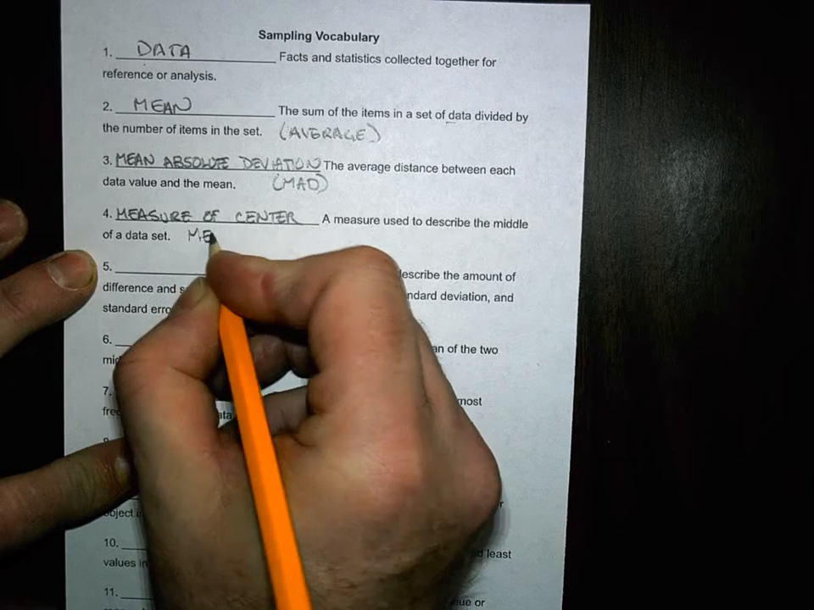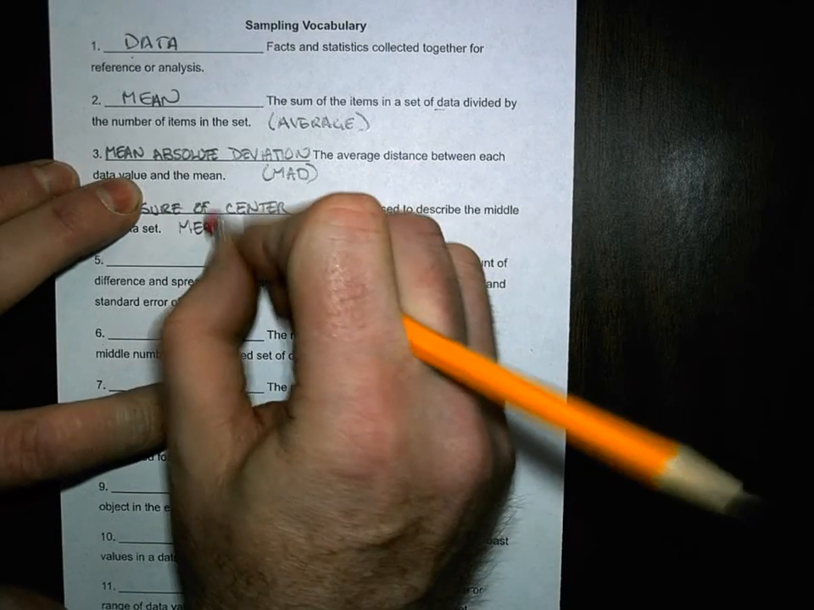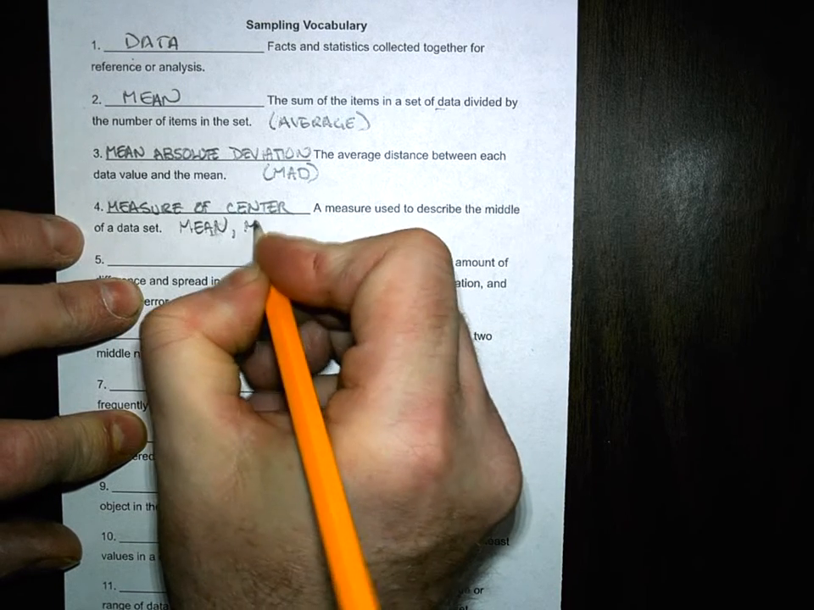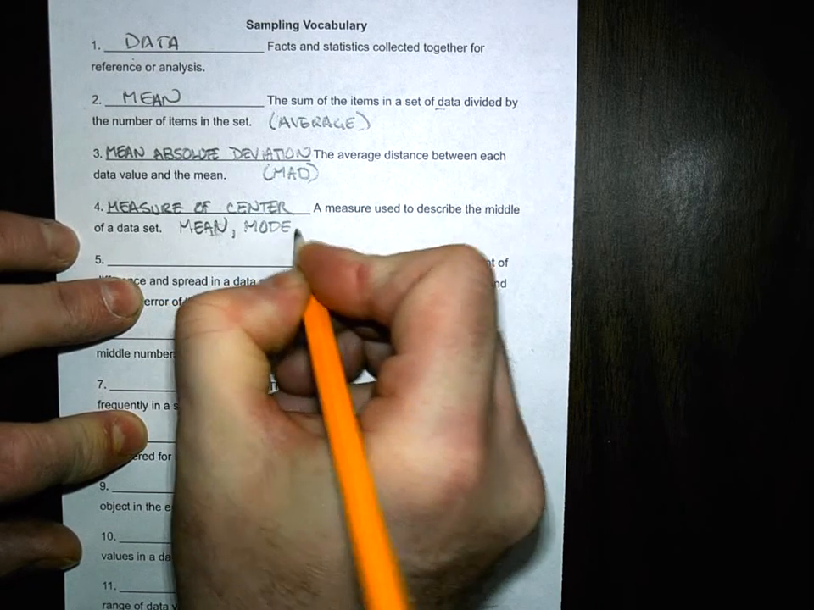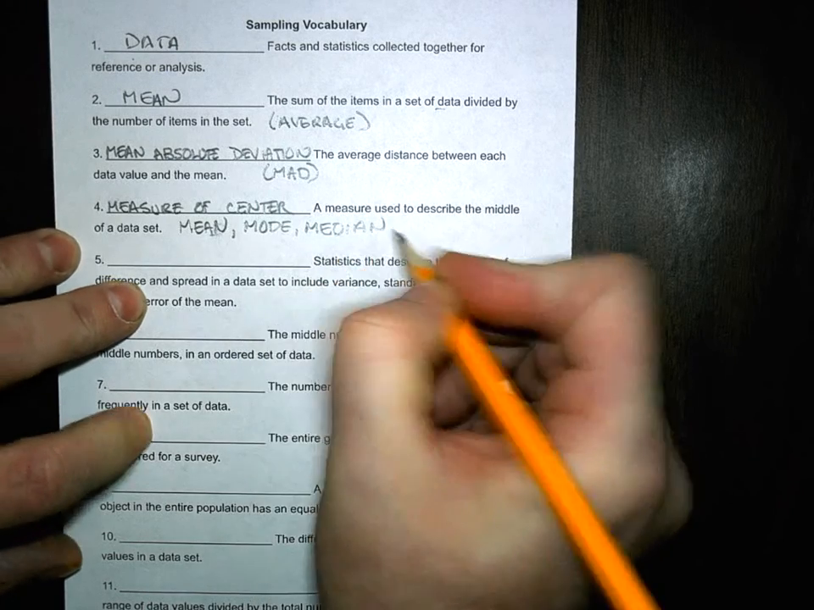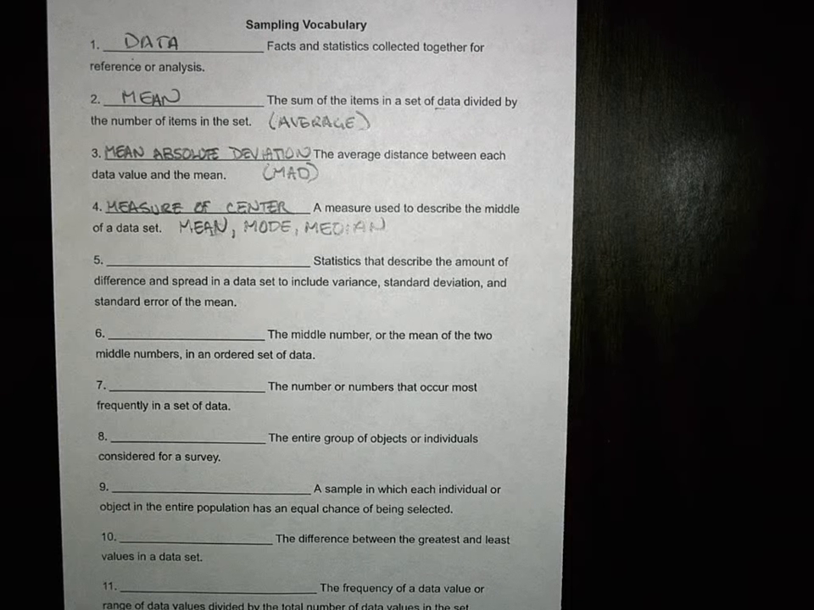What are the other two common measures of center? Whoops, that should not be mean. Median and mode. Yeah, those are the three most common measures of center: the mean, the median, and the mode. They're the three things we use to kind of tell what's in the middle.